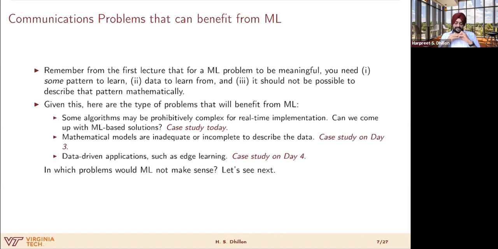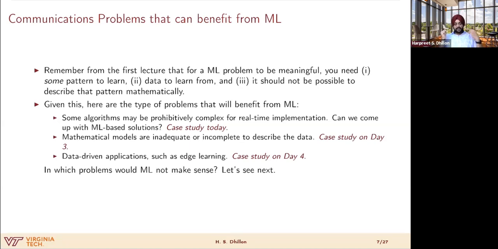Given this, there are, and again, this is not an exhaustive list, say 3 classes of problems that will benefit the most from machine learning. Okay, and I have designed case studies for each of them. The first one is that some algorithms may be prohibitively complex for real-time implementation. So you have an algorithm, maybe just because your network size is very large, as we'll see in our case study today. In those types of cases, machine learning can really help with coming up with a real-time implementation, or in general, just a more efficient implementation.